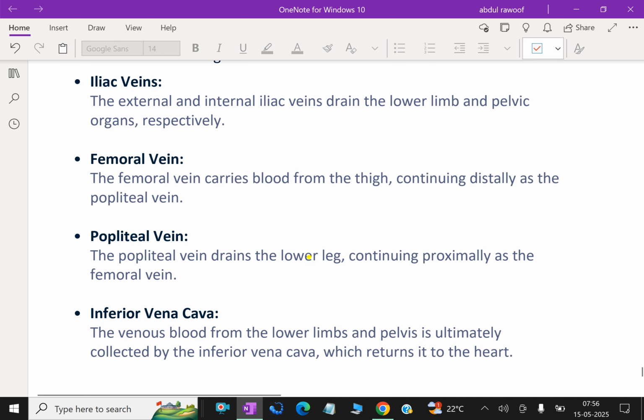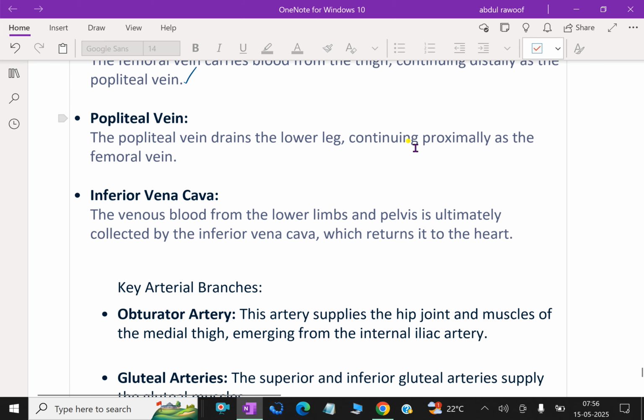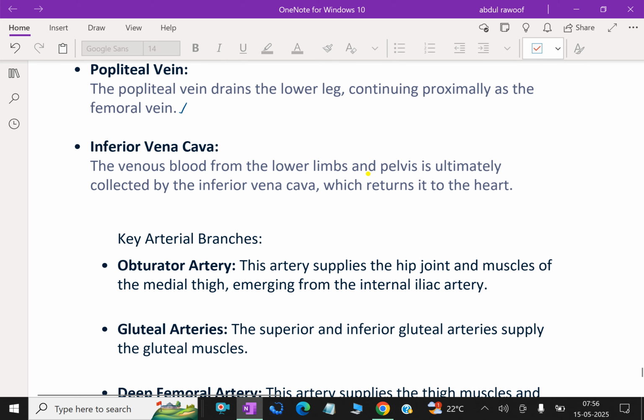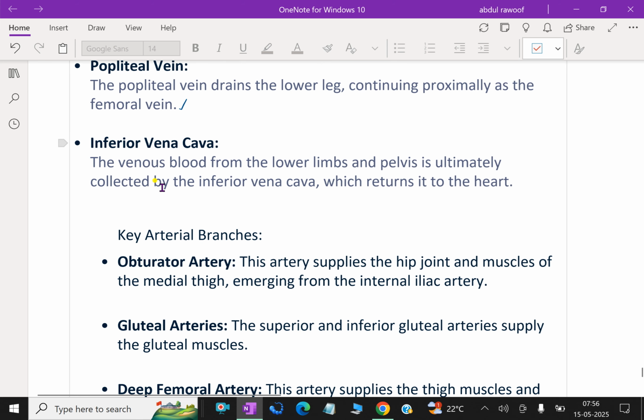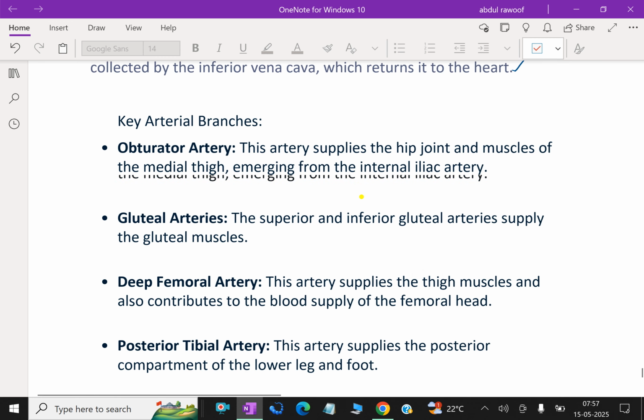Venous drainage. Iliac veins. The external and internal iliac veins drain the lower limb and pelvic organs respectively. Femoral vein. The femoral vein carries blood from the thigh, continuing distally as the popliteal vein. Popliteal vein. The popliteal vein drains the lower leg, continuing proximally as the femoral vein. Inferior vena cava. The venous blood from the lower limb and pelvis is ultimately collected by the inferior vena cava which returns it to the heart. Some key points.